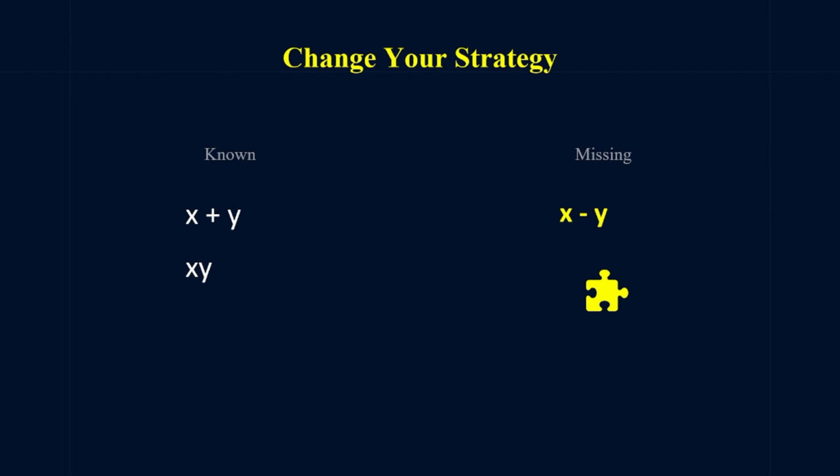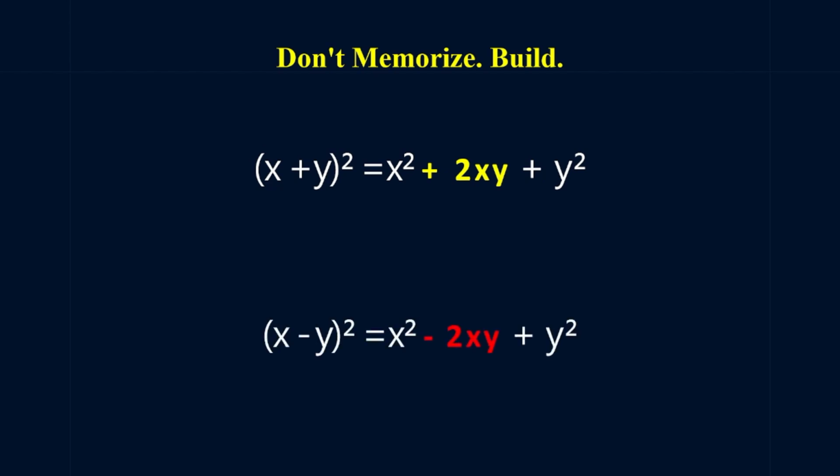Now the next question is, how can we find x minus y? We need a relationship connecting the sum, the product, and the difference. Instead of memorizing a formula, let's build that relationship ourselves. Start with something familiar. Expand (x plus y) squared. That gives us x squared plus 2xy plus y squared. Now expand (x minus y) squared. This time we get x squared minus 2xy plus y squared.